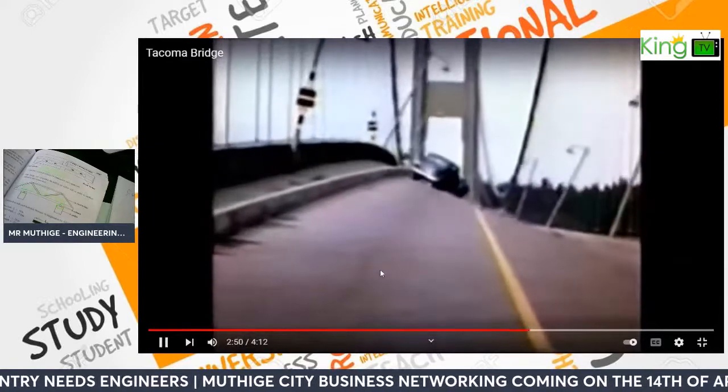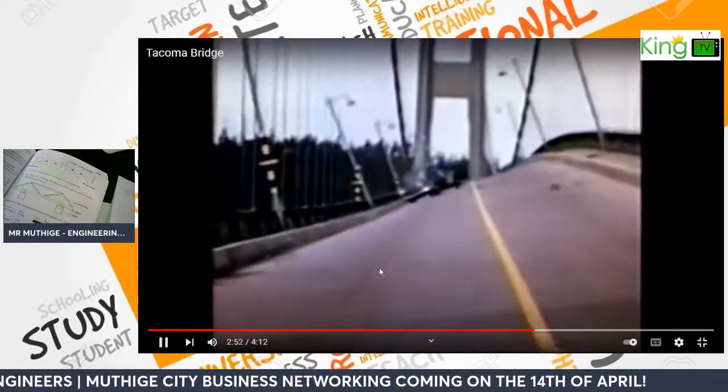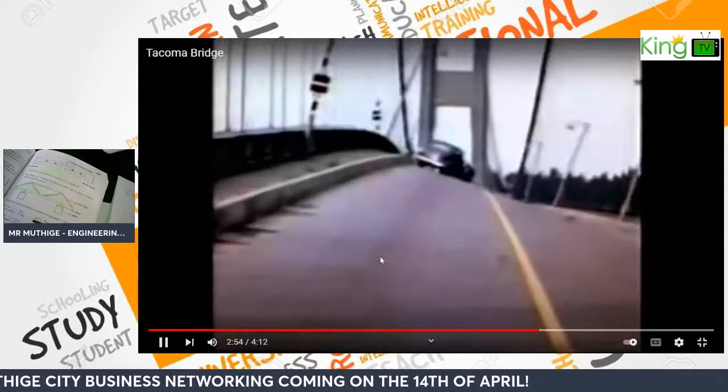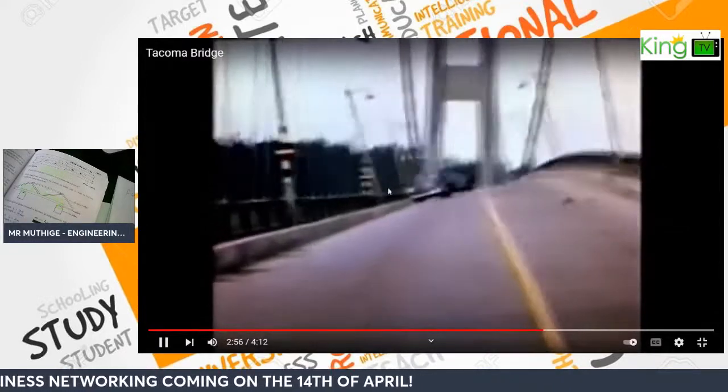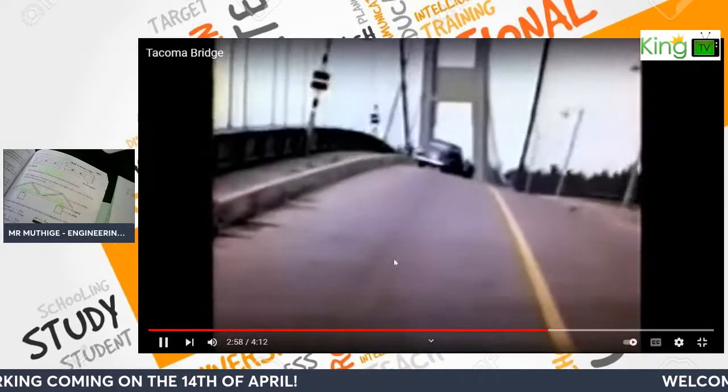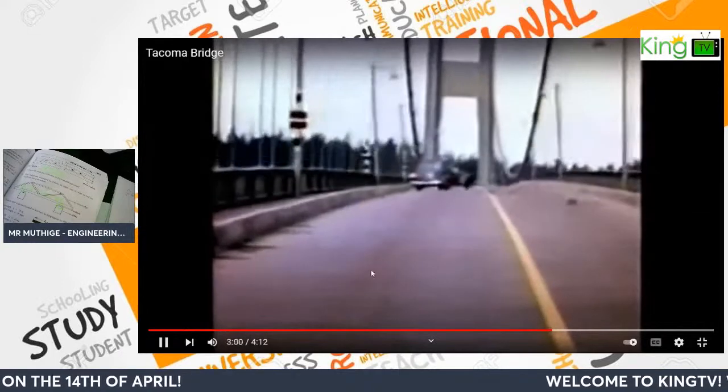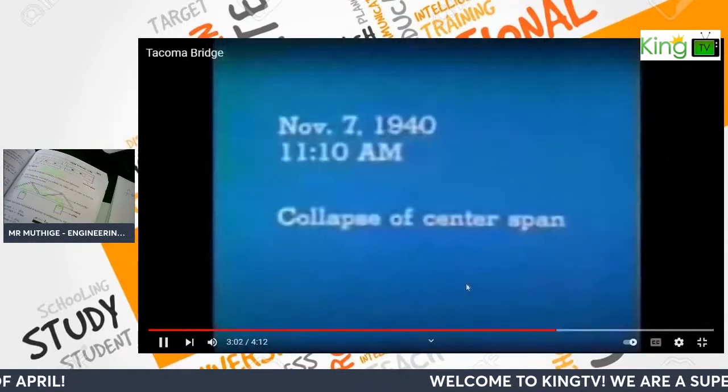The bridge had been abandoned earlier. No one was injured in the whole affair, however, a small dog. And the wind became stronger and stronger and stronger all the way until the bridge collapsed.